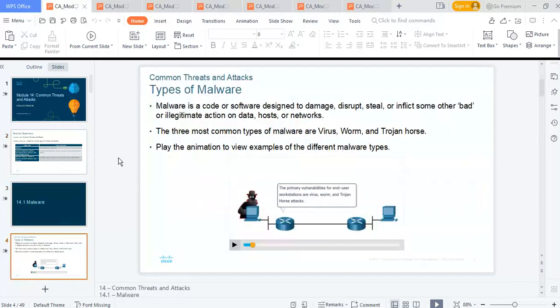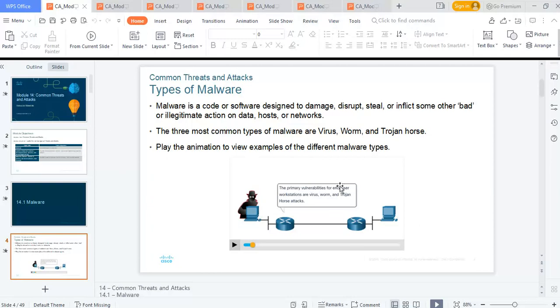Malware. So, what is malware? Anything that is going to cause system malfunction, that is going to damage, that is going to disrupt, that is going to steal, that is going to inflict some kind of bad or illegitimate action on a data host, network, web, cloud, email, server, or client, you call that malware. Now, malware has several classes. It can be virus, trojan, spyware, ransomware, and the rest.